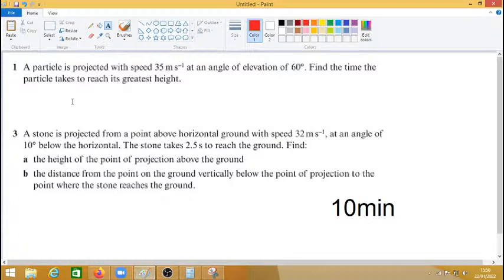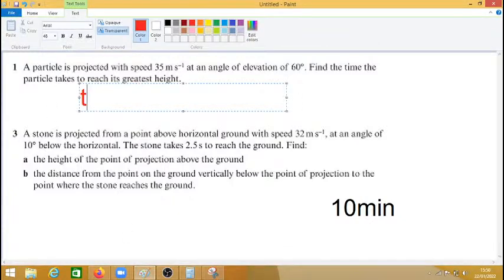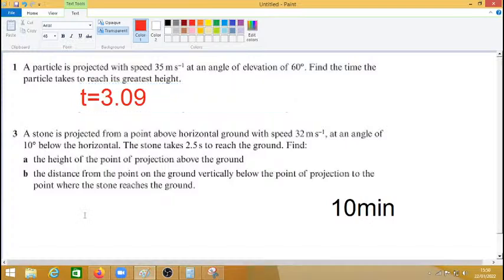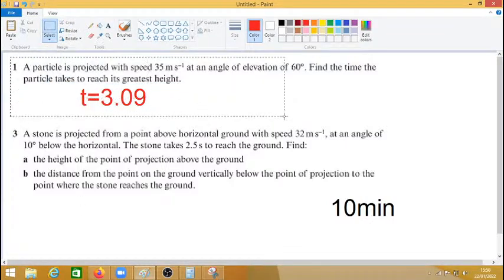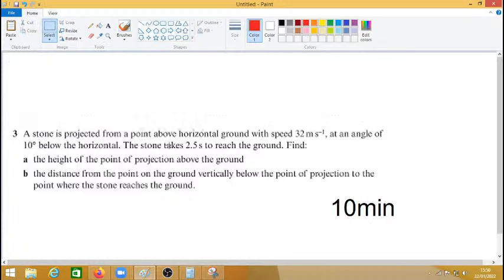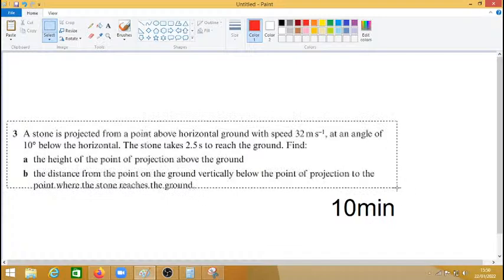Okay, for the first answer, 3 is almost right. The exact answer is 3.092 and a few more decimals, but you can round that to 3.1. Probably stick to 3 significant figures, so 3.09 seconds. If that's the number you got, well done. If you didn't, then just go and take another look at that question. So let's have a look at question 3 now and go into a bit more detail.